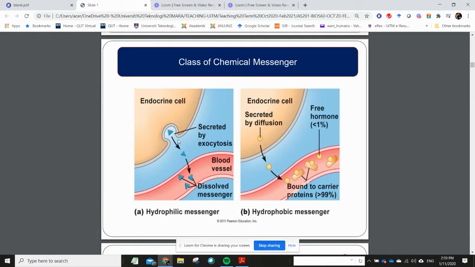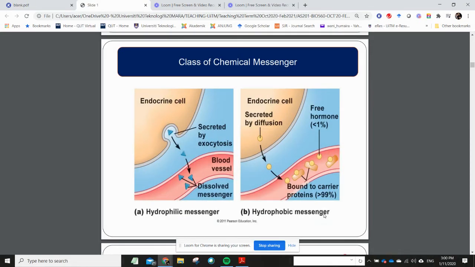Okay, but it is secreted by exocytosis. Why exocytosis? This is hydrophilic, and the cell membrane is a lipid bilayer, right? So vesicles inside the endocrine cells contain this hydrophilic messenger. To be released from these endocrine cells, it will execute exocytosis and then be released into the extracellular fluid and the blood easily, because a hydrophilic messenger is highly soluble in water but low soluble in lipid.